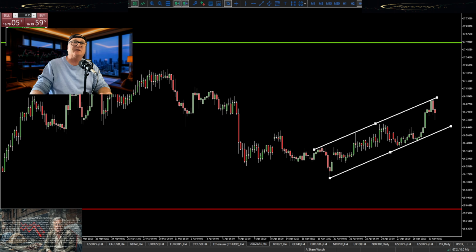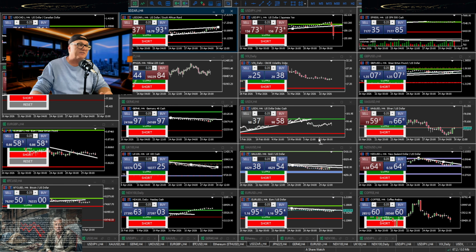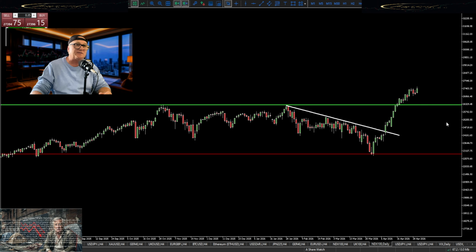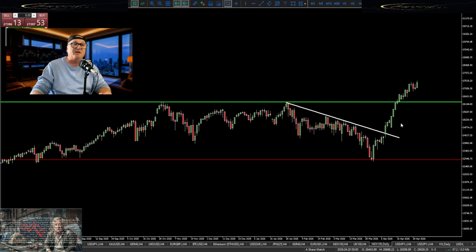So let's have a look at another trade. Let's see what we've got here. Is there anything else you can look at? The NASDAQ. What do we got here? We've got a breakout trade.